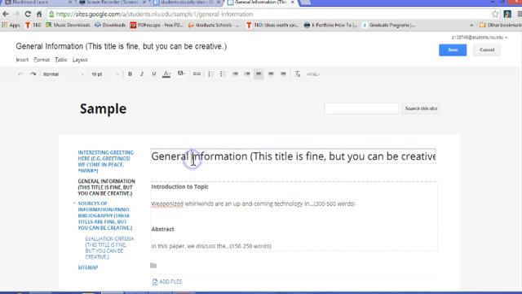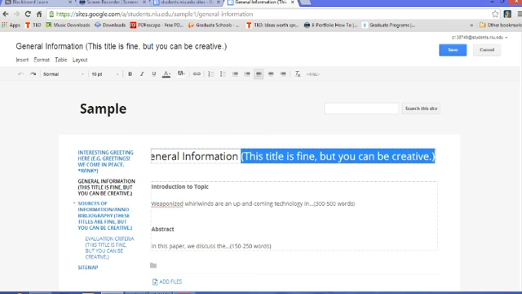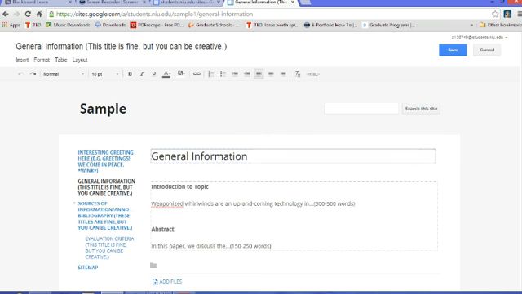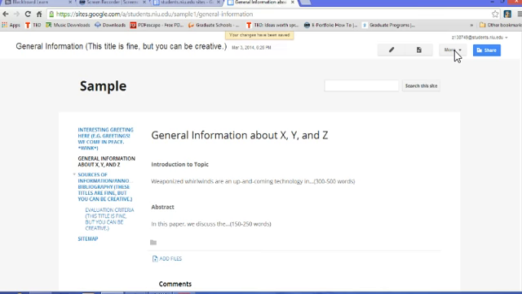Or I can add the title, which is a really good idea. You can leave the title general information, but you can also be creative about X, Y, and Z. It's up to you, whatever you want to do. And then we'll save that one more time. So keep this in mind that this will be on one of your group members' actual emails. It'll be hooked to one of your group members' Google Sites.